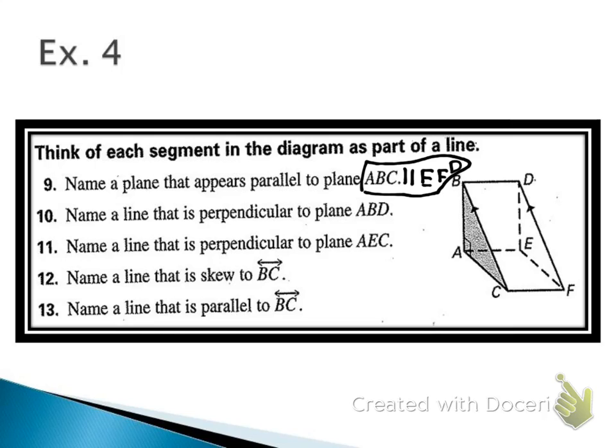Number 10, name a line that is perpendicular to plane A, B, D. So now we're not talking about the gray plane, we're talking about the back side of this ramp. The tall side of the ramp is the one we're looking at, and we're trying to find a line that is perpendicular to that plane. E what? EA is not. EA lies on the plane. EF would work. Yes, those appear to be perpendicular.